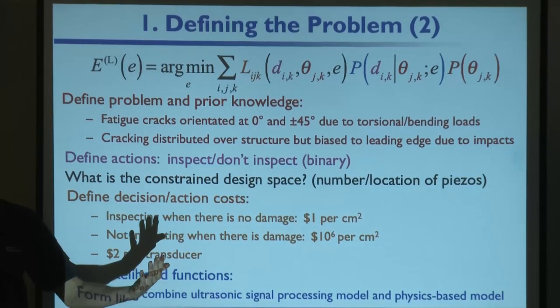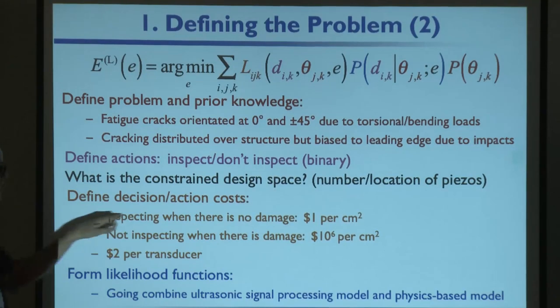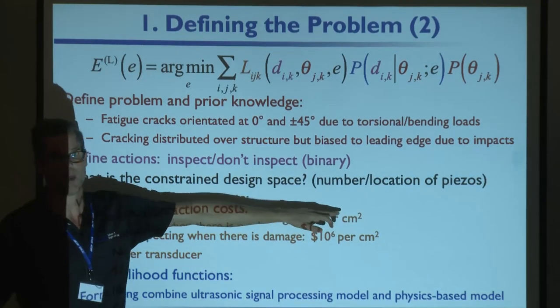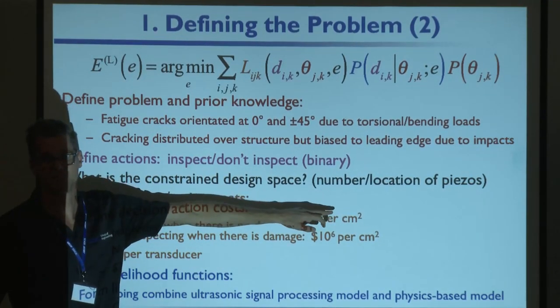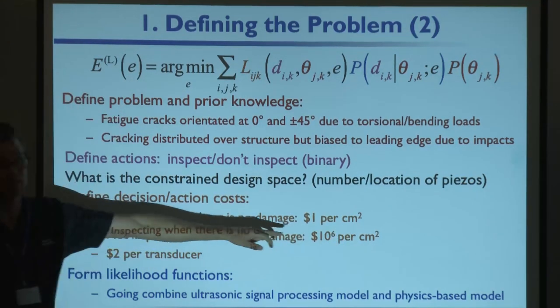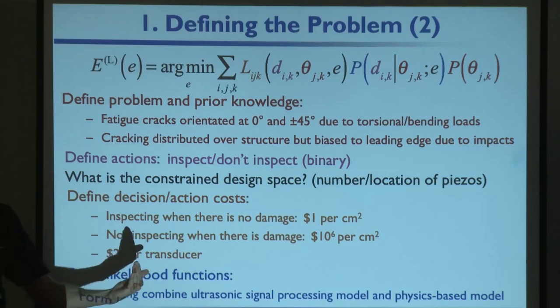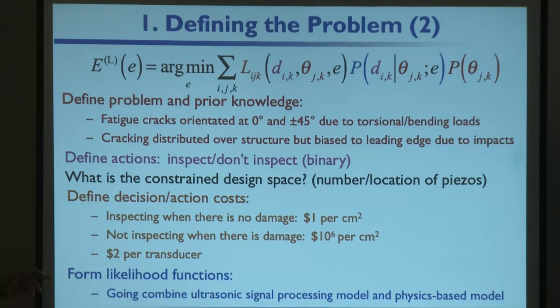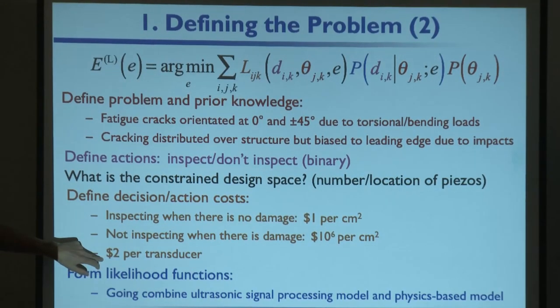Depends how you define negative and positive here. This is basically, it's not damaged, but we're spending some dollars to inspect it because we think it is. This is the false negatives, where it's damaged, but we thought it was fine. I'll say it's $2 per transducer. That's probably the most accurate of the three numbers.